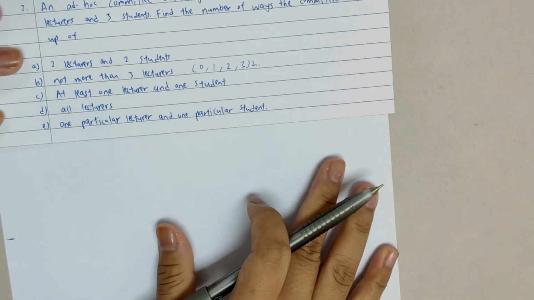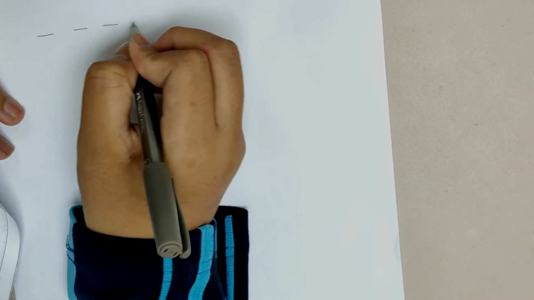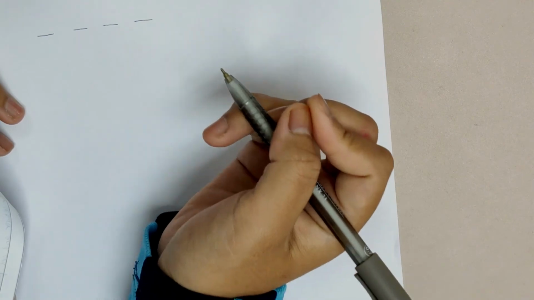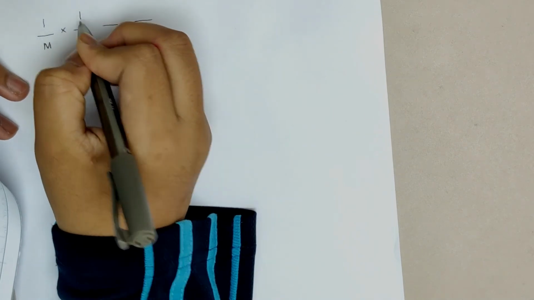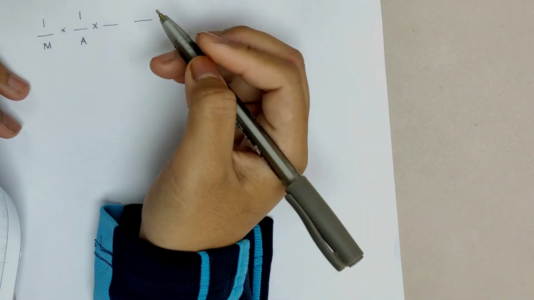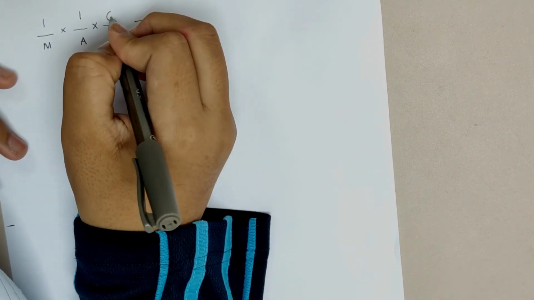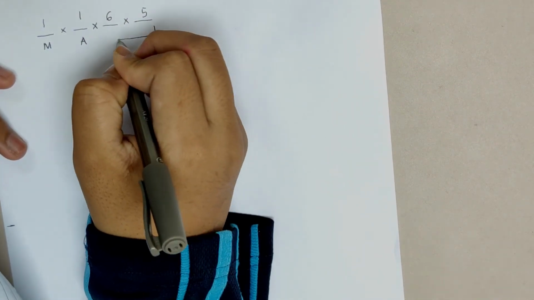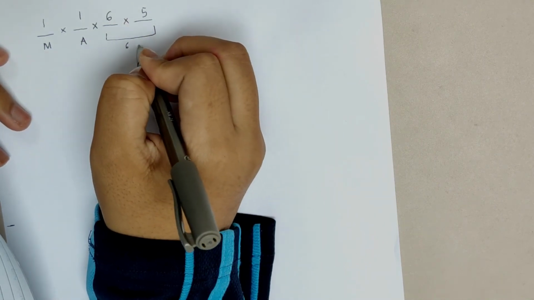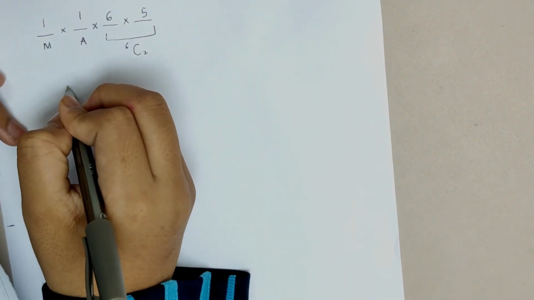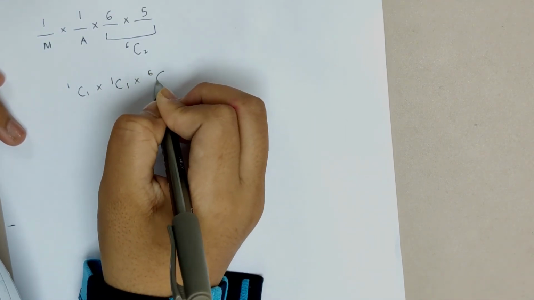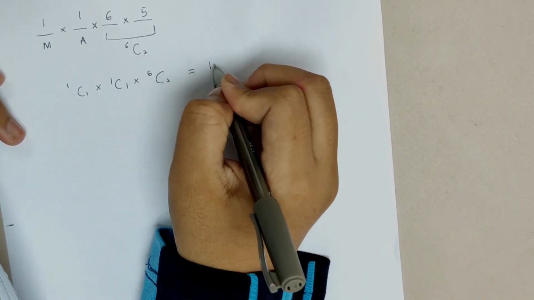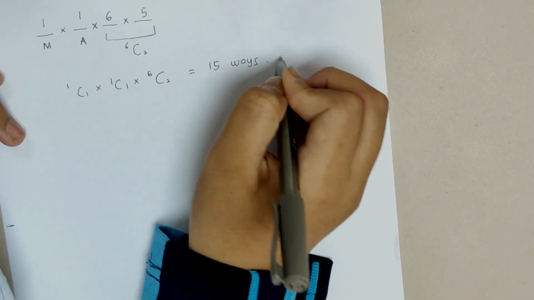From the information given, 4 members are chosen. So we will have 4 empty spaces. For the first and second place, we will put Madam Radia and Ama, and it will be multiplied by 6 and 5, which is referred to as 6C2. So to simplify it, 1C1 multiplied by 1C1 multiplied by 6C2. So the final answer is 15 ways.